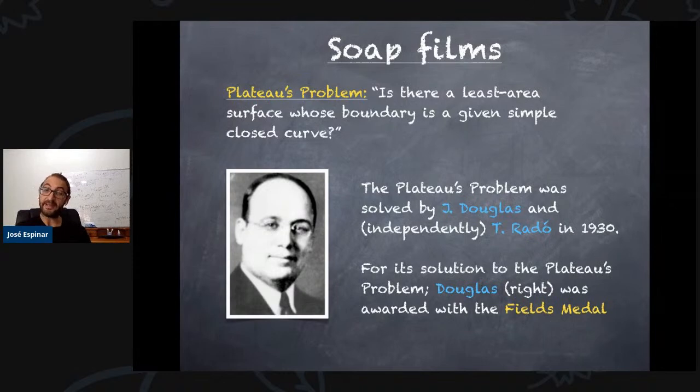The solution was given by Douglas and also by Radon independently, but Douglas got the Fields Medal for the solution of this problem, one of the first Fields Medals that year. As we all know, the Fields Medal is the highest mathematical recognition that a mathematician can have. So this was an important point in the field of minimal surfaces, driven by those experiments of Plateau. Those experiments say that yes, we can have an experimental solution, but mathematically we can also have a solution.